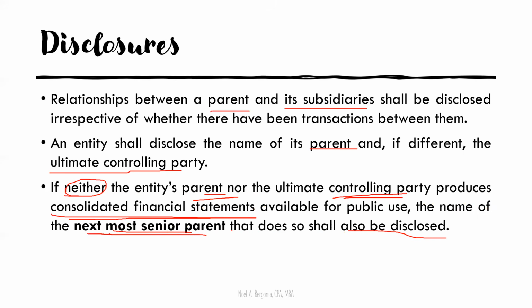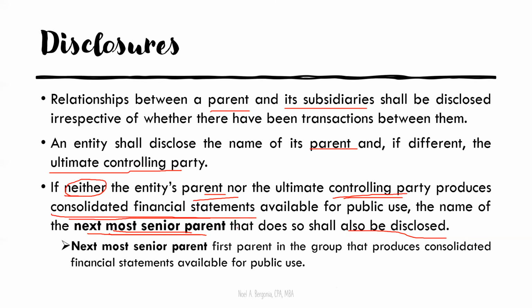Now, what entity is considered the next most senior parent based on IAS 24? The next most senior parent is the first parent in the group that produces consolidated financial statements available for public use. So whoever prepares the consolidated financial statements, that would be the next most senior parent. Clear on that? Because sometimes one parent has a lot of subsidiaries.